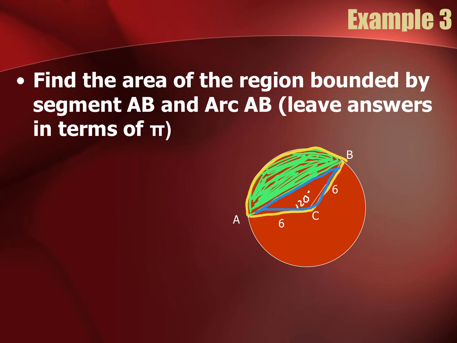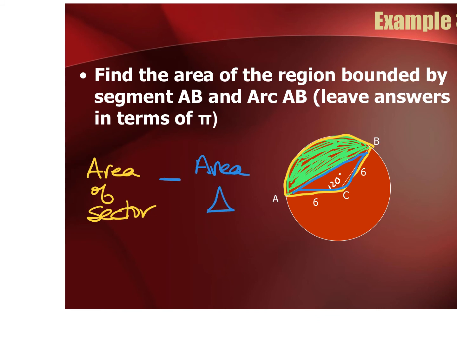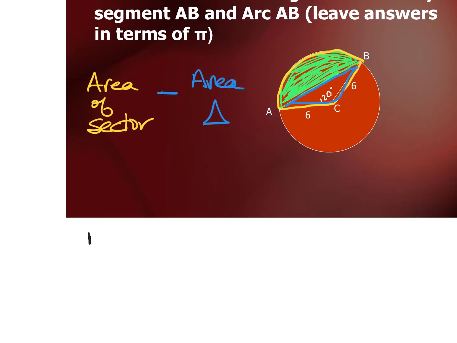And we're going to be bringing back our special right triangles in this chapter. So what I'm going to be doing is finding the area of the sector, and then I'm going to subtract out the area of the triangle. So I'm going to work on finding the area of the sector first. So the area of the sector.